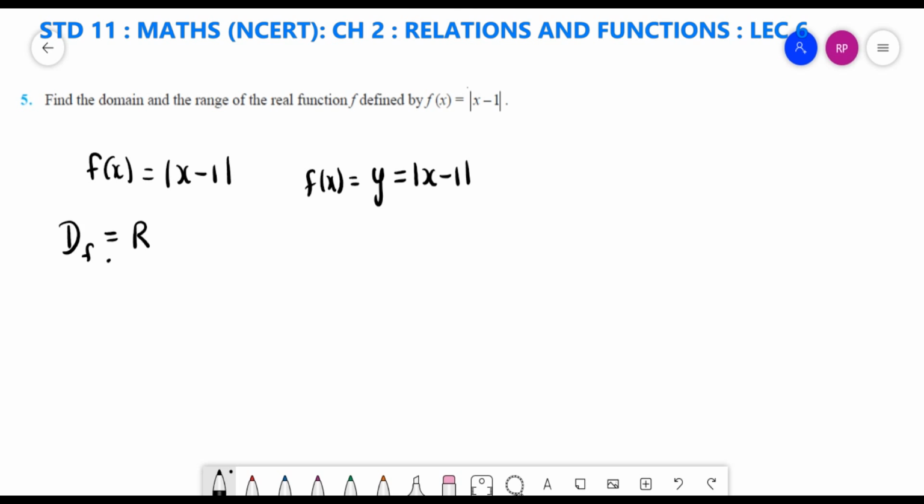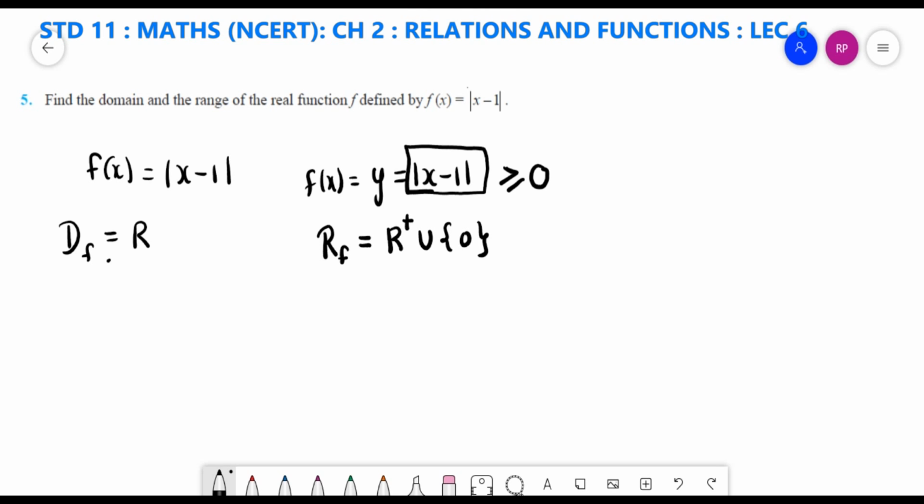Now this clearly shows that the modulus function, whatever value of x you take, will always be greater than or equal to 0. Modulus will be positive, but if I take x equal to 1, then 1 minus 1 is 0. At that time it will be equal to 0, but it cannot have a negative value. So from this we can say that the range of the function is always non-negative. I can write it down as R plus union 0.